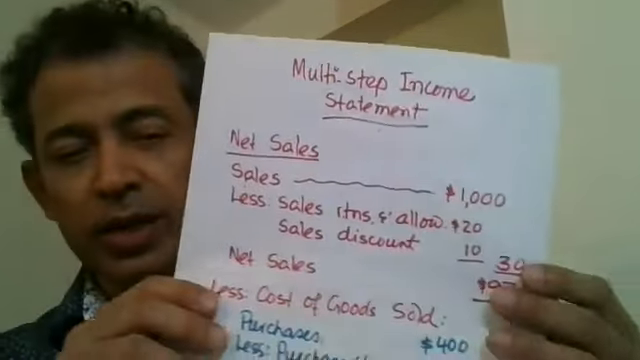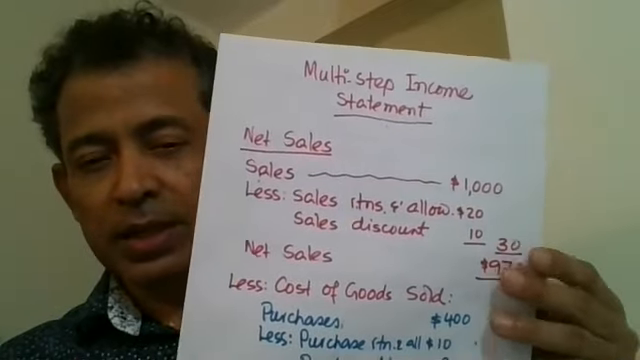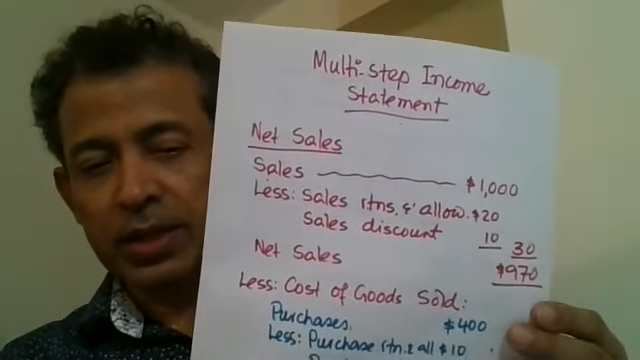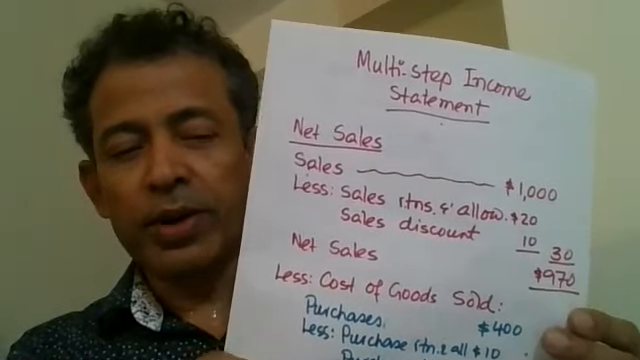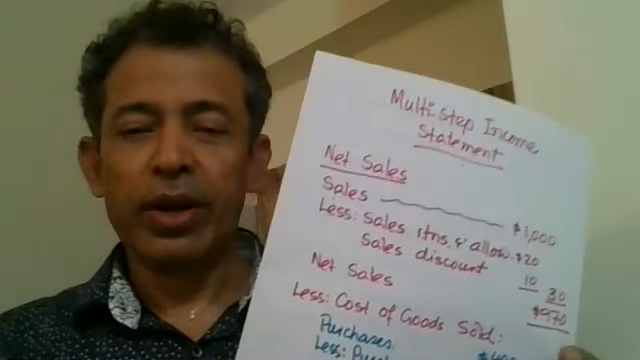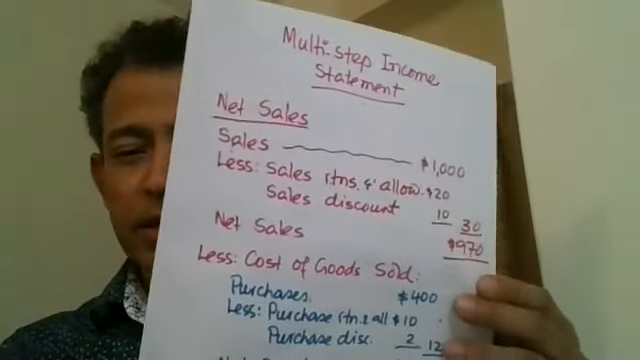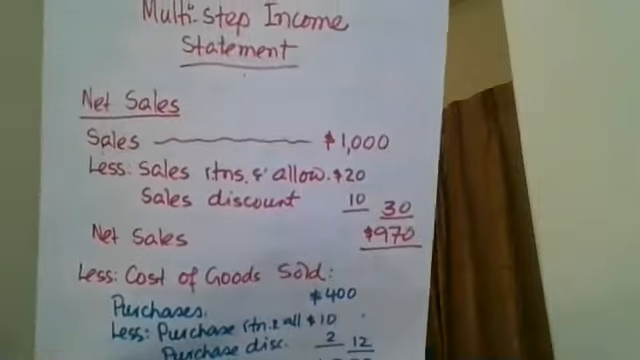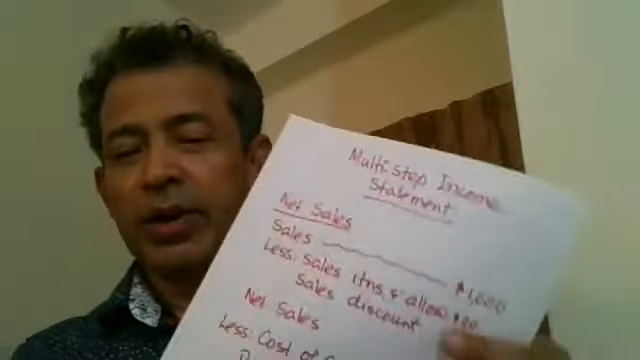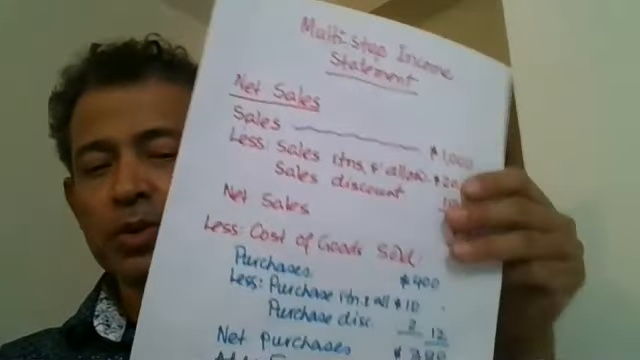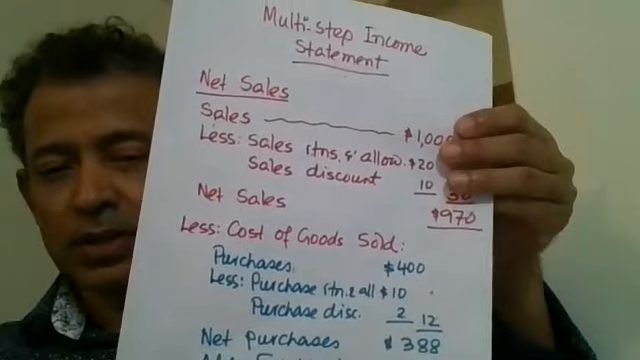So here you can see I started off with $1,000 of sales and my sales returns and allowances and sales discounts together are $30. So if I take it off, I am left with $930 worth of net sales. So keep that in mind, $930. And then we have our net purchases. We would have to find out our cost of goods sold. To get to cost of goods sold, first we need net purchases.